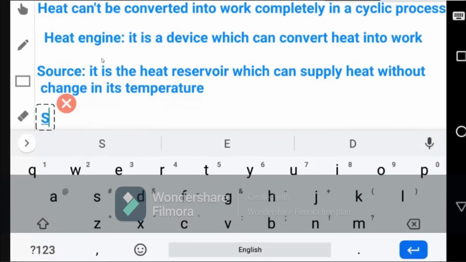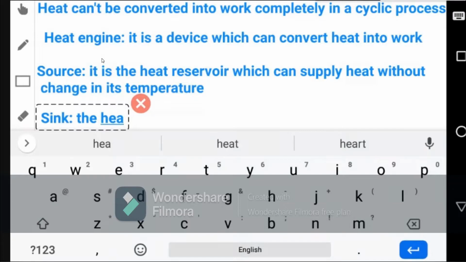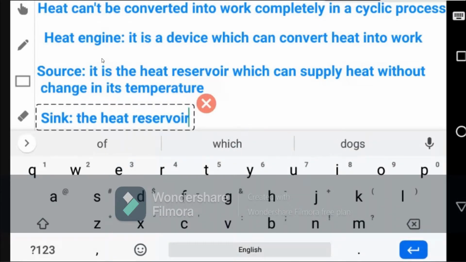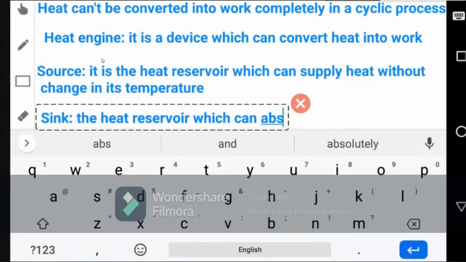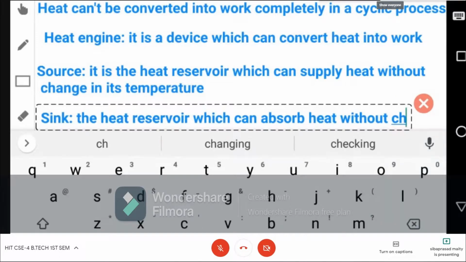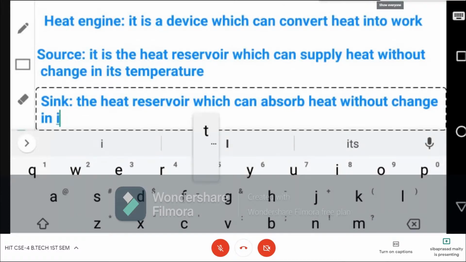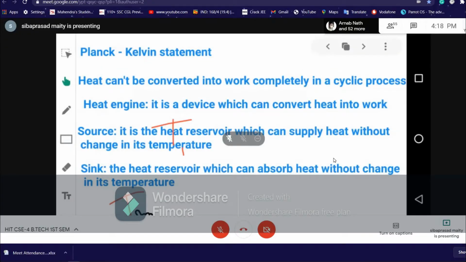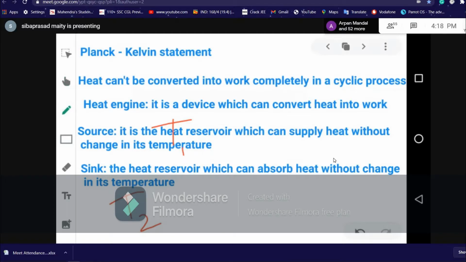Similarly, something is there which can absorb heat, that is called the sink. The heat reservoir which can absorb heat without change in its temperature. Source means it can supply heat. That's why it will have a temperature higher than the sink.